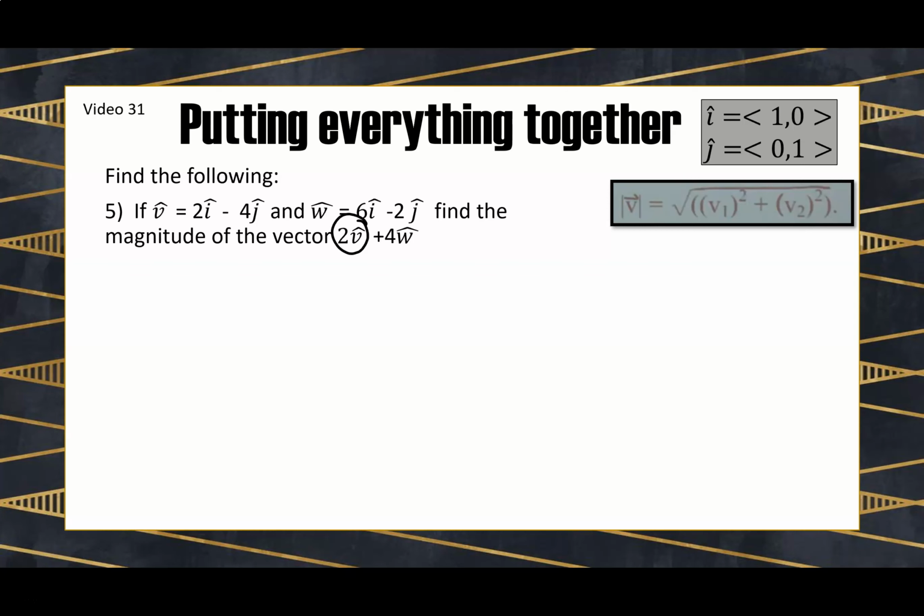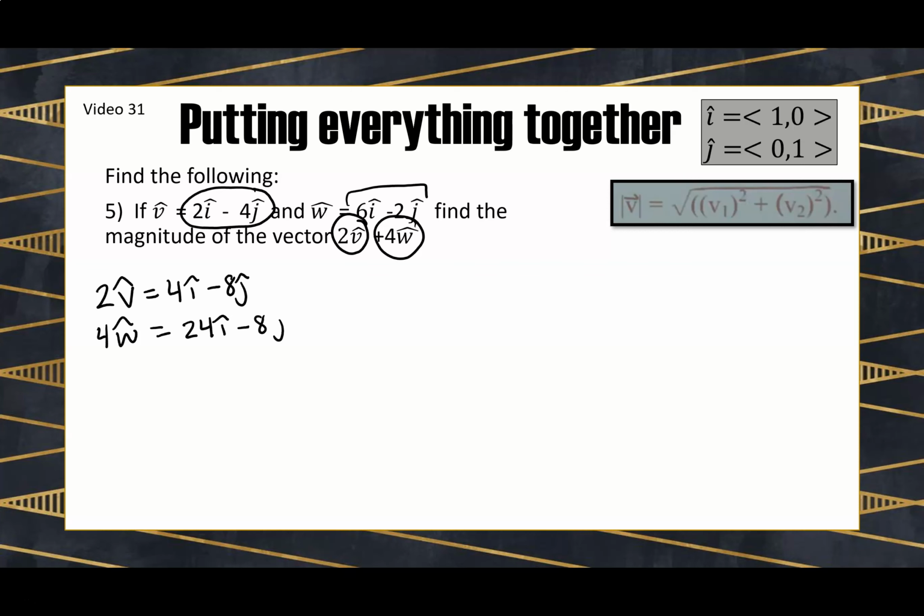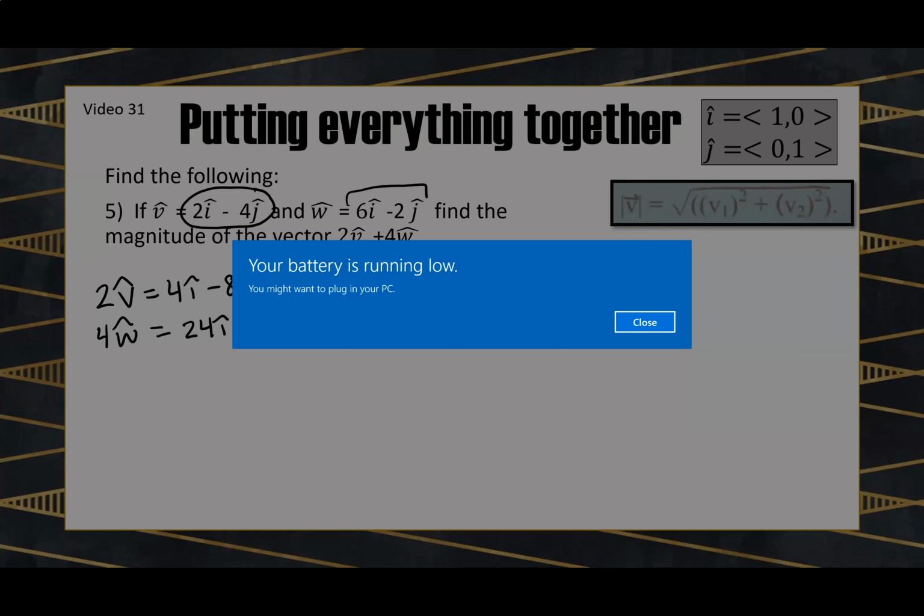So let's do 2v plus 4w. So my 2v is going to end up being double this. So that's going to be a 4i minus 8j. And then I'm going to do this times 4 because of that right there. So 4w is going to give me 24i and then minus 8j. Okay, and now I have to add these two things, which is nice because before we had subtraction.